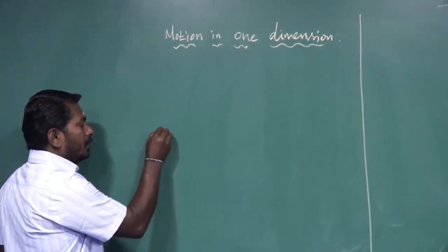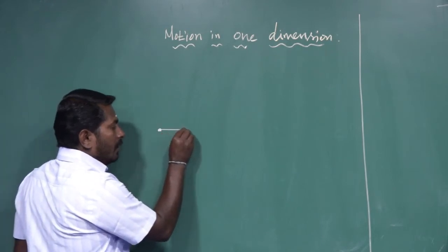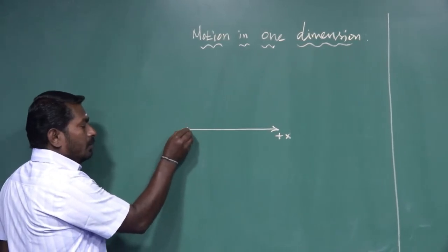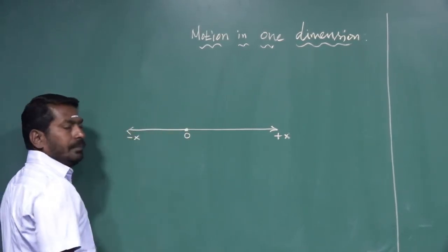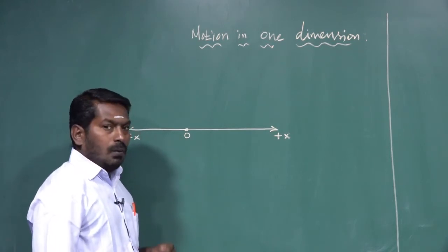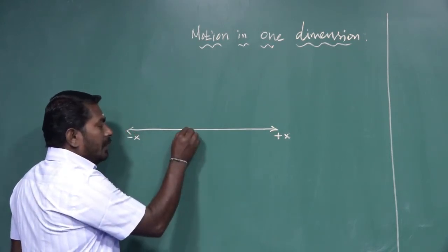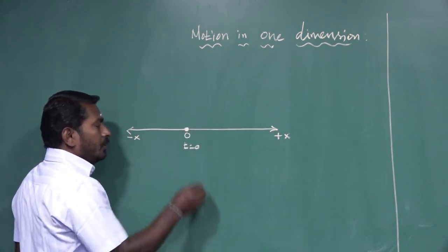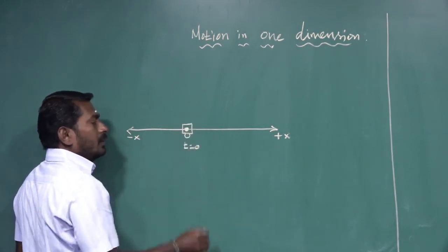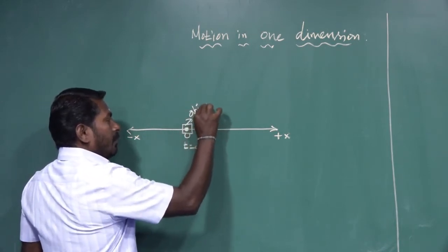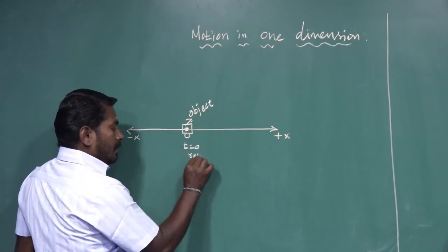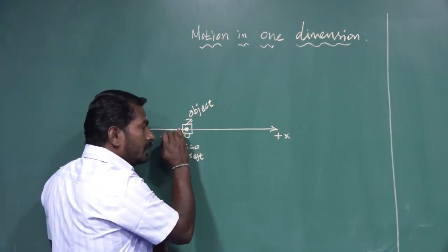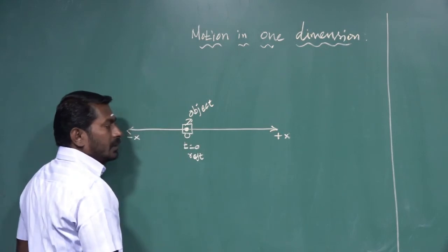First we choose the origin. Positive x-axis, origin O, negative x-axis. Let me assume one object is initially at rest at a point O. At the time t equal to 0, the object is at rest. This is the object. Now that object moves along the straight line towards the positive x-axis.